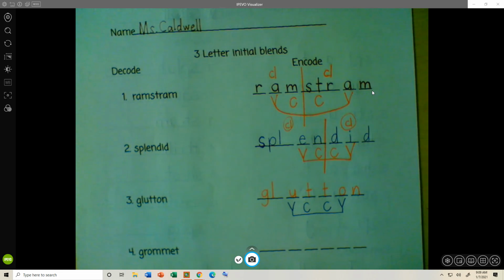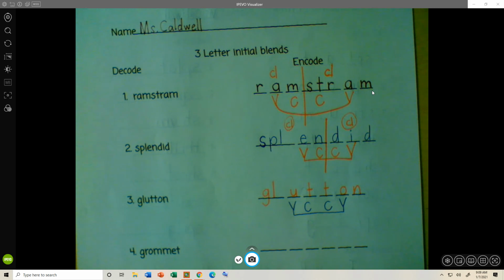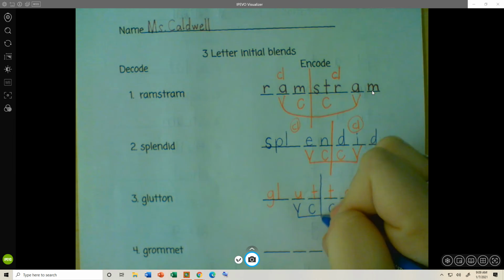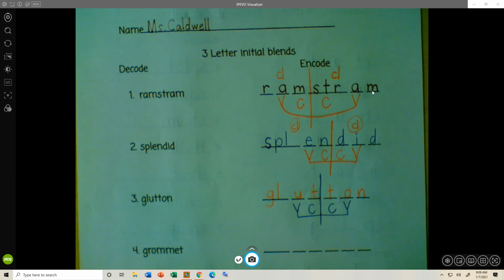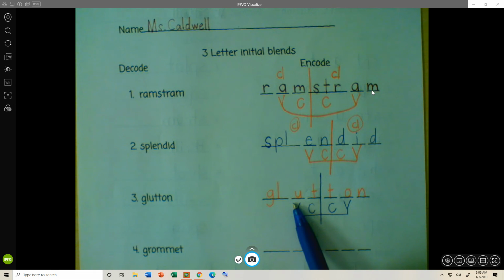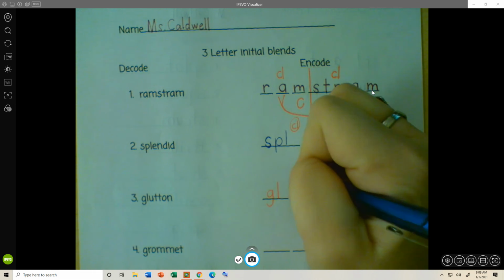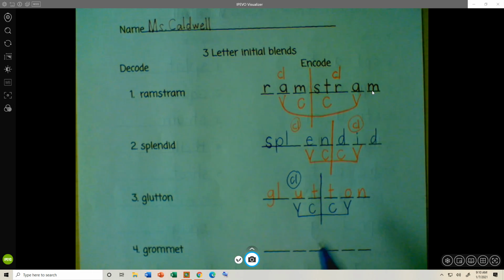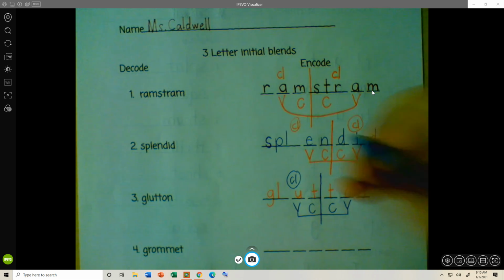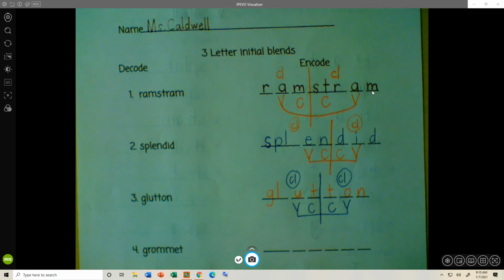Who wants to split it for me? Anastasia, split that one for me. Split it between the T and the T. Good, you split it right in between the T and the T. That was hard to say. Okay, now first syllable, open or closed together. Closed. Second syllable, open or closed. Good. Who would like to try and read this word?